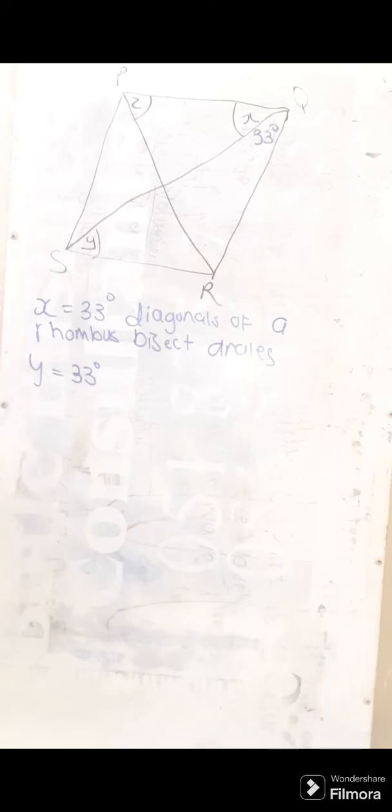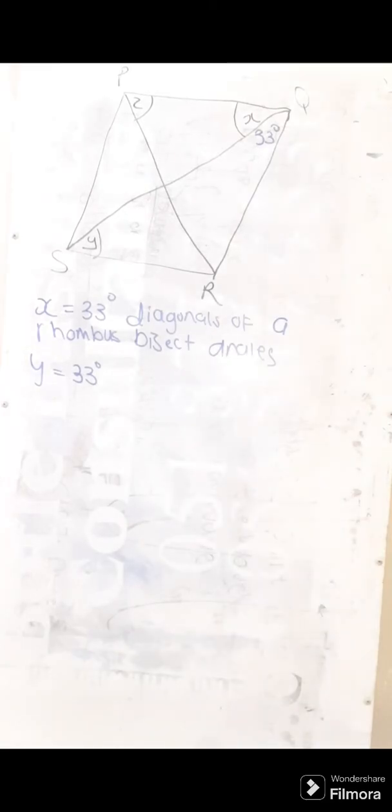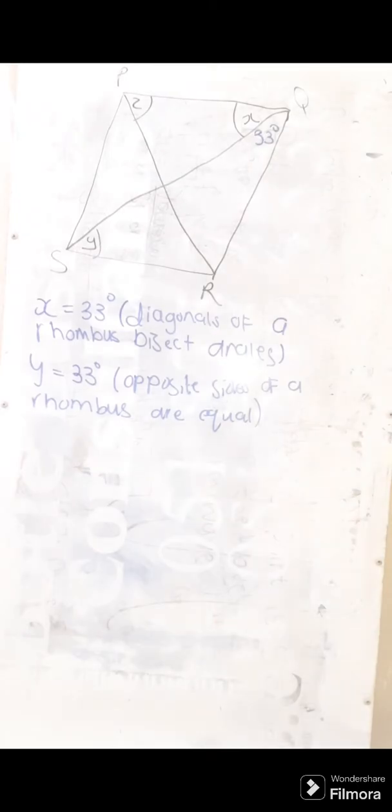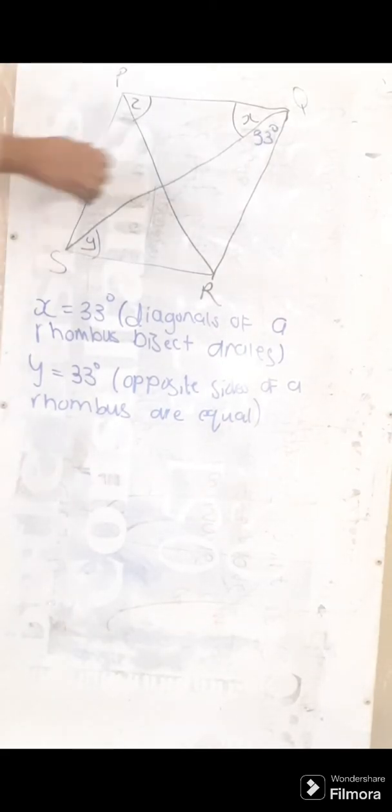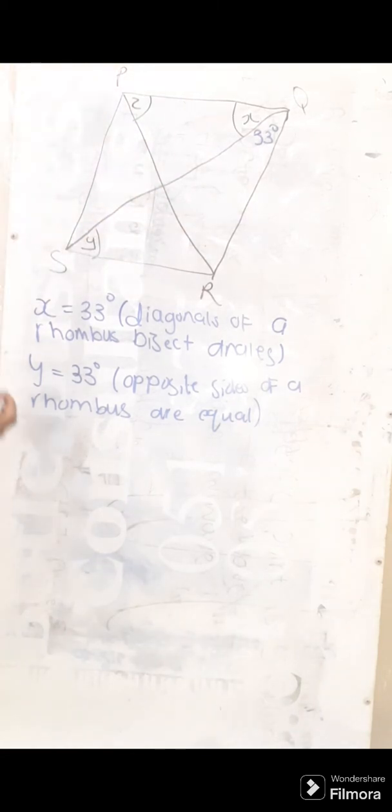So that will be the reason why Y will also be equal to 33. There you have it. Opposite sides of a rhombus are equal. So hence we are going to have 33 here and 33 here. So now we are looking for Z.